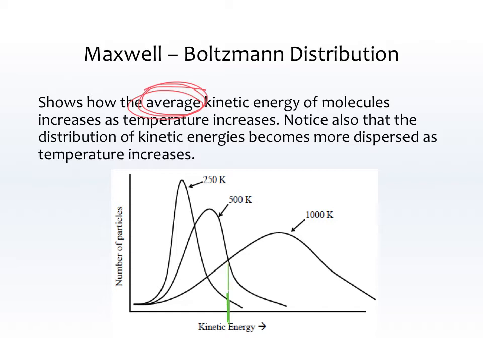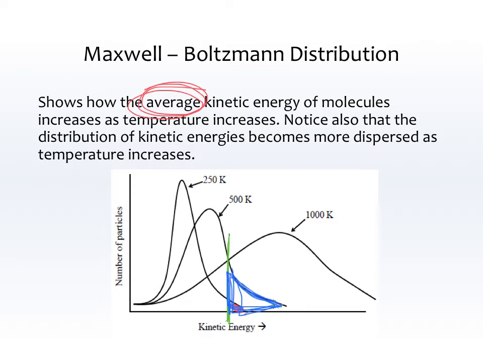So if it requires this much kinetic energy, something at 250 K would only have this many molecules that would have enough energy to actually move the reaction. If it was 500 K, we would have this many molecules to get the reaction to happen, significantly greater number.